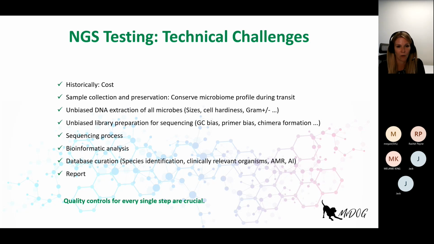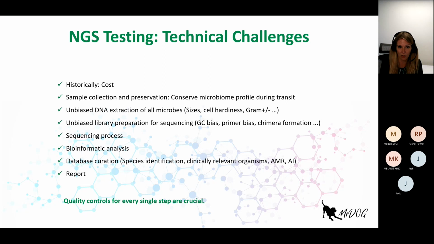After that, the workflow is quite complex and requires a lot of quality controls and a very specialized lab. I briefly touched on it at the beginning, but you have to preserve the sample on the way in transit. You have to have an unbiased DNA extraction, no matter if it's a gram positive, gram negative, a spore. A Malassezia cell is about 1,000 times larger than an E. coli cell. So you have to have an unbiased lysis, even if the cells are such different sizes. Then the PCR prep, the library preparation itself, the sequencing process, the bioinformatic analysis.